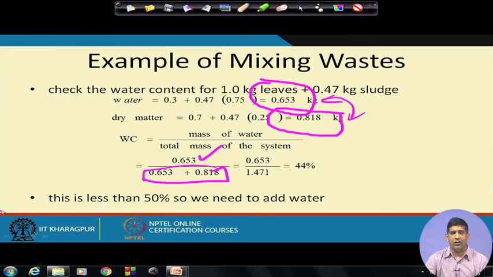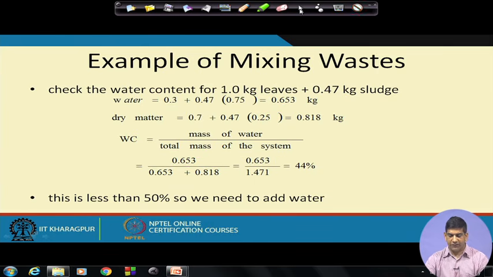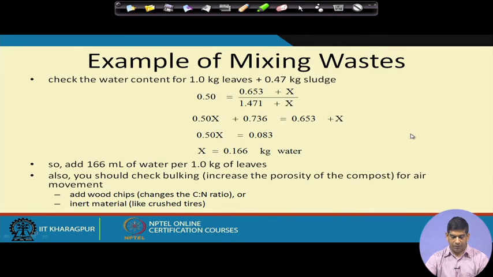For the compost, typically you try to have around 50%, because the microbes really love moisture. They do their work much better if it's moist. So for 50% moisture content, we need to add some water. We can also calculate how much water we need to add, and those are pretty straightforward. So for the water that you need to add, check the water content for 1 kg leaves plus 0.47 kg of sludge. Here 0.5 should be the water content.